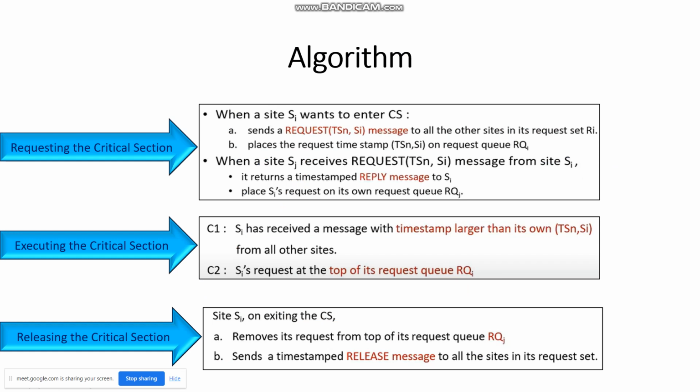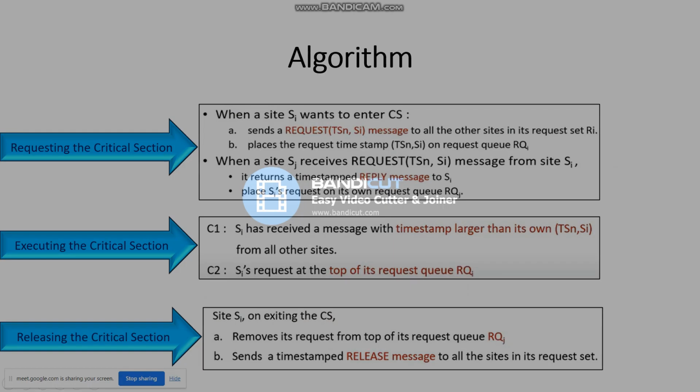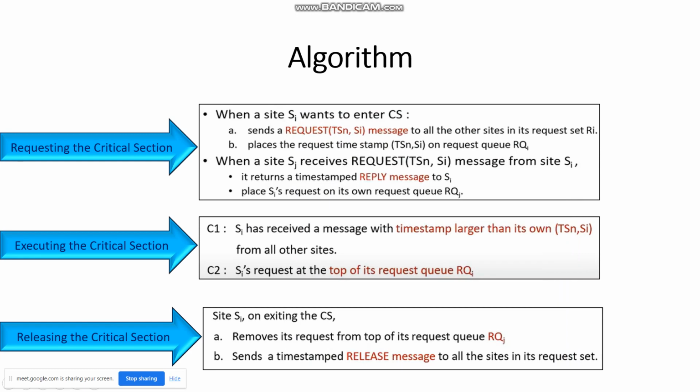So now we can enter into the algorithm. This is Lamport's mutual exclusion algorithm. There are three major steps: requesting the critical section, executing the critical section, and releasing the critical section. The first step, requesting the critical section. Suppose a site or a process wants to enter into the critical section CS, it sends the request message along with its timestamp and its process ID or site ID to all the other sites in the network.